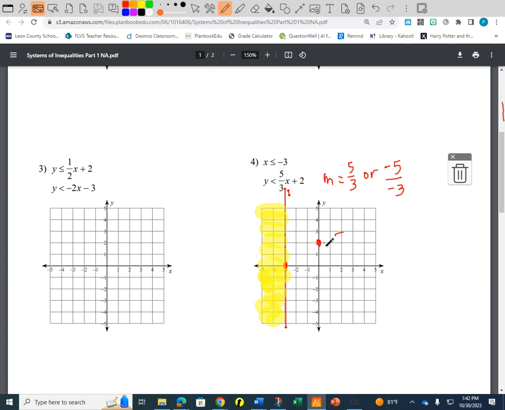So down 1, 2, 3, 4, 5, and to the left 3. 1, 2, 3. And we can only get 2 points here. So this one is a dotted line.